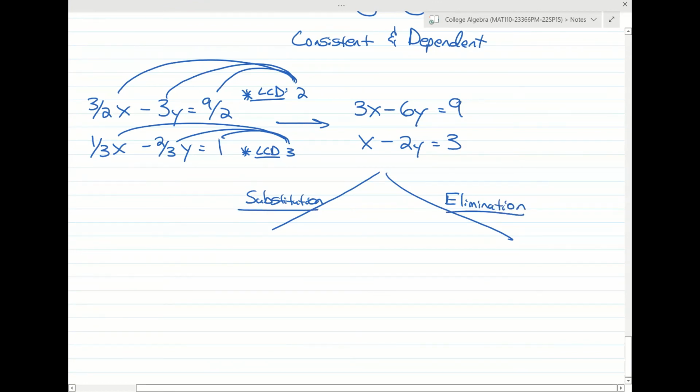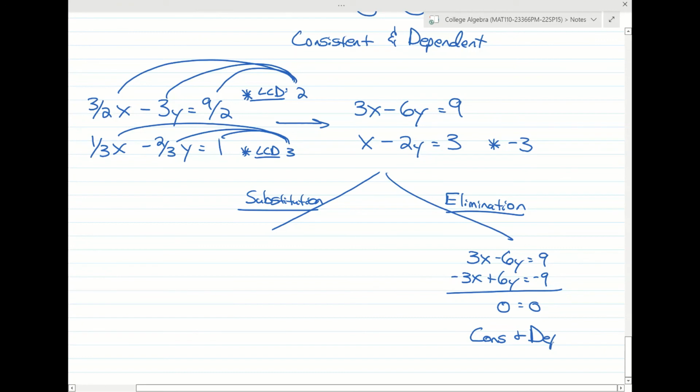Using elimination, I'd multiply this bottom equation by -3 to get -3x plus 6y is equal to -9, and add it to 3x minus 6y is equal to 9. And you can see 0 equals 0, which is the same line. It's consistent and dependent, meaning that there's an infinite number of solutions.